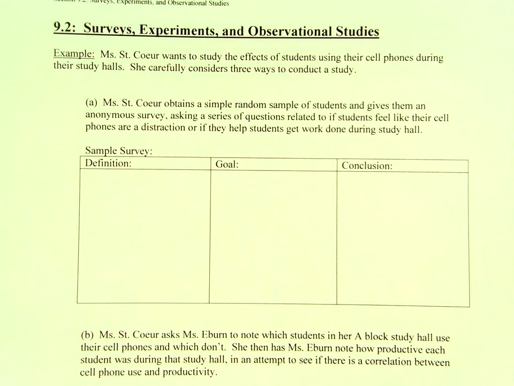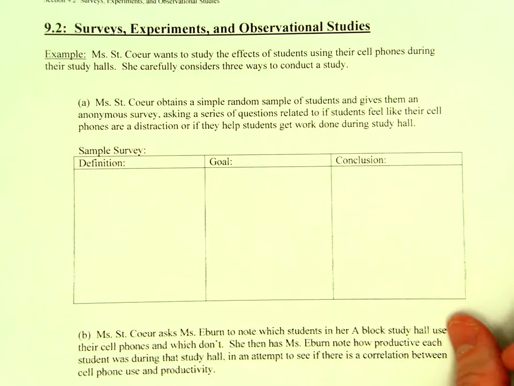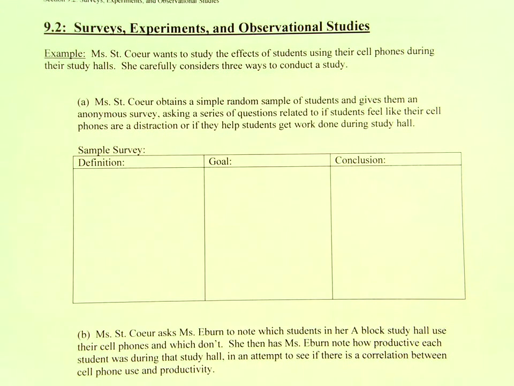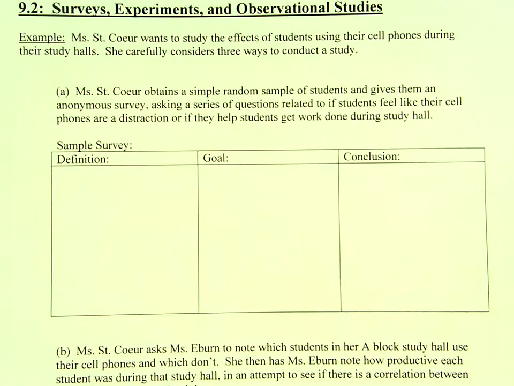And there are three different ways we can collect data. We can do a survey, we can run an experiment, or we can use what's called an observational study. To give you a sense of what these three things are, we're going to take a look at the example on the top of page 10. Mrs. Sanker wants to study the effects of students using their cell phones during their study halls. And we're going to see three different ways that she can conduct this study.